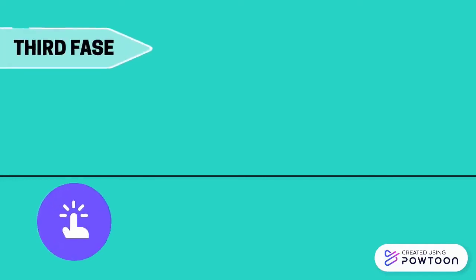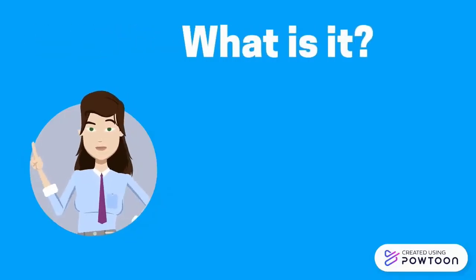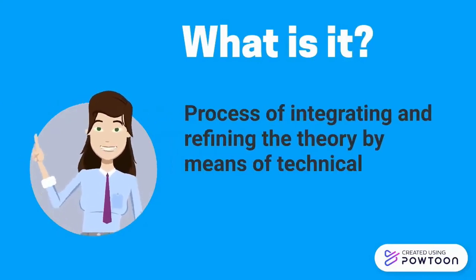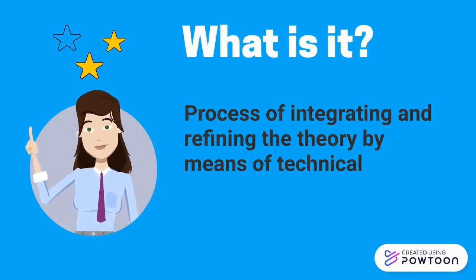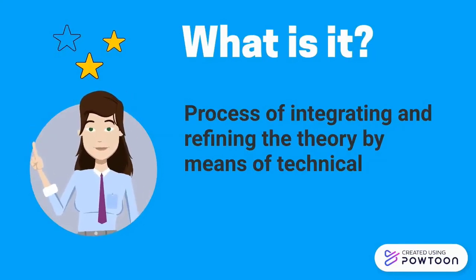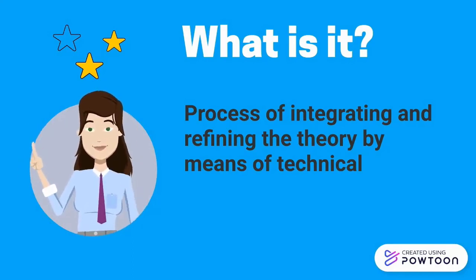And finally, the last one. The third phase of coding consists of selective coding. What is it? According to Strauss and Corbin 1998, it is the process of integrating and refining the theory through techniques such as writing the storyline that interconnects the categories and sorting through personal memos on theoretical ideas.